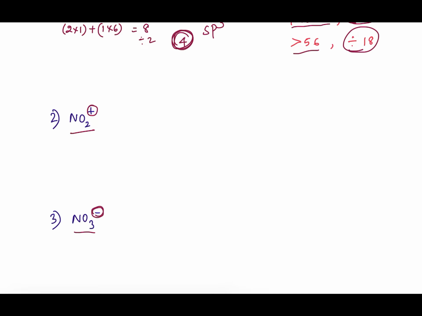Now, if you have a molecule like NO2+, you can see the plus. I'll tell you how you need to do it. Similarly, the third sum, you can see NO3-, so it is a minus sign.